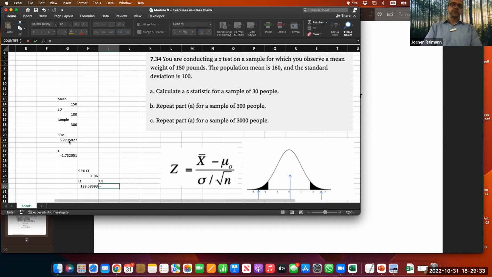The upper bound would be 150 plus 1.96 multiplied by the standard error of the mean. So this gives us two values, a lower bound and an upper bound, 139 and 161.